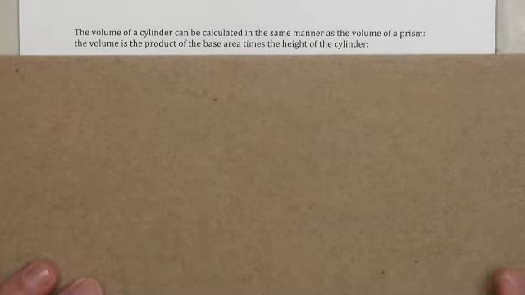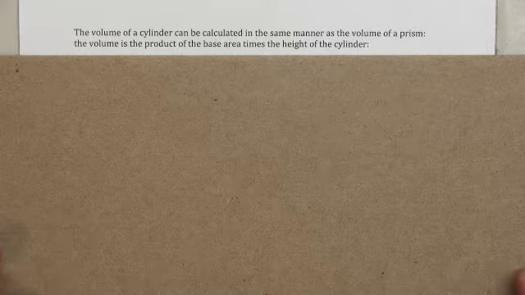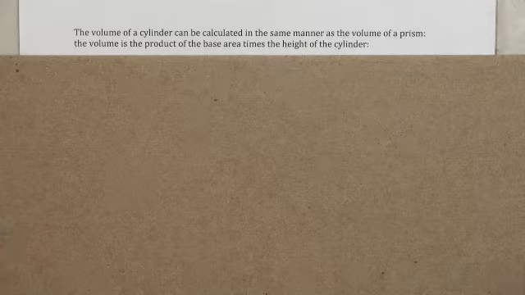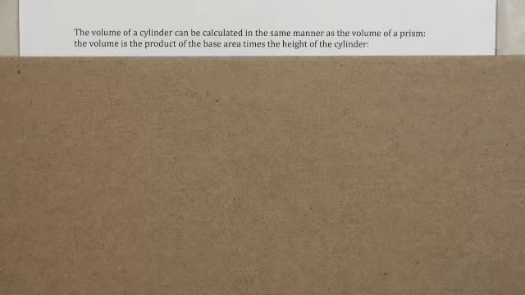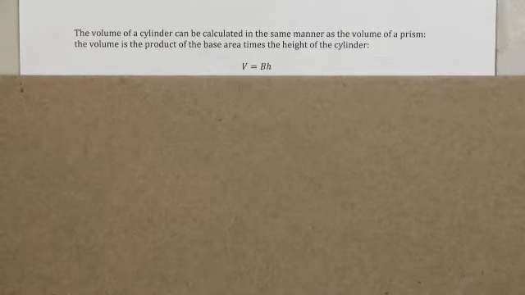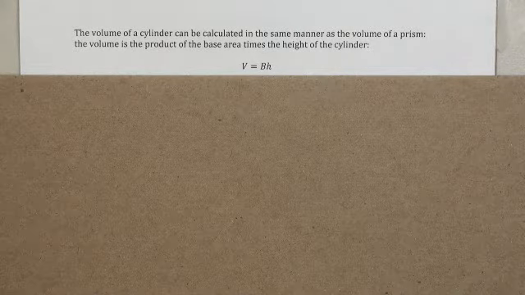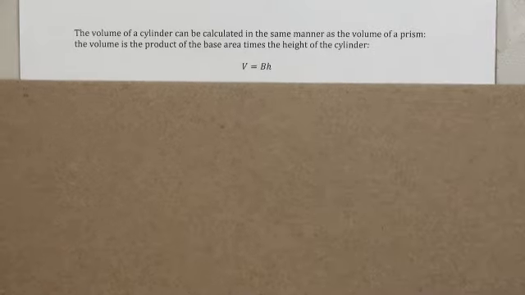So let's turn this page over. Okay, this is the first thing on the next page. We're talking about volume, all right? The volume of a cylinder can be calculated in the same manner as the volume of a prism. If you remember what the formula was, okay? The volume is the product of the base area times the height of the cylinder. So here's our formula. Volume equals capital B times H, but remember that capital B is the base area, or the area of the base.